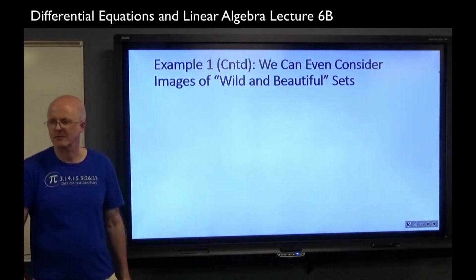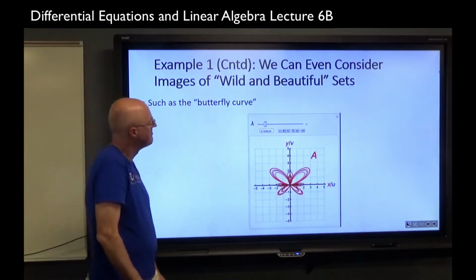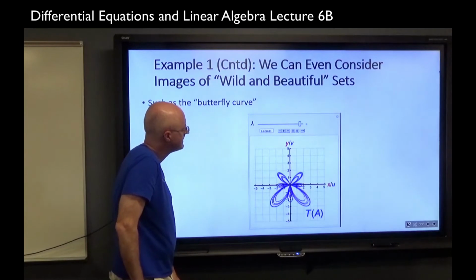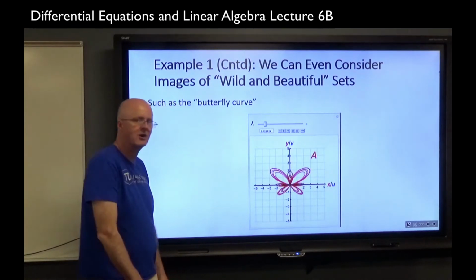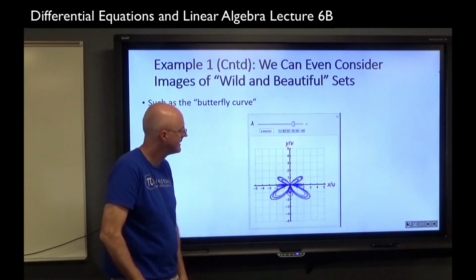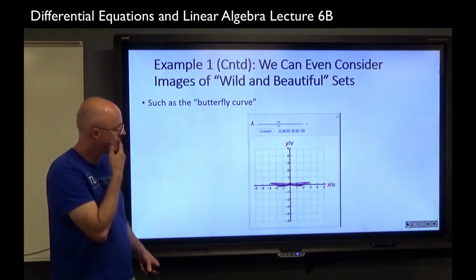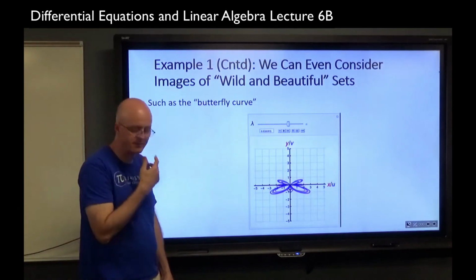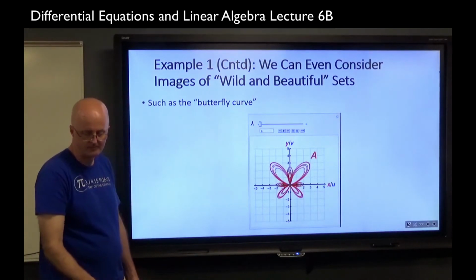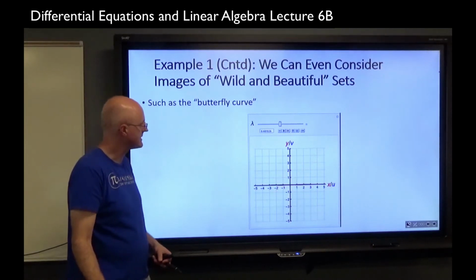We can even consider images of wild and beautiful sets, like how about the butterfly curve? Have you ever seen this curve before? Isn't that pretty? So it's called the butterfly curve. Equations for it can be found by Googling it. You'll find equations on Wikipedia, for example. It's drawn with parametric equations involving sines and cosines, as you might imagine. But we see it get reflected across the horizontal axis as well.